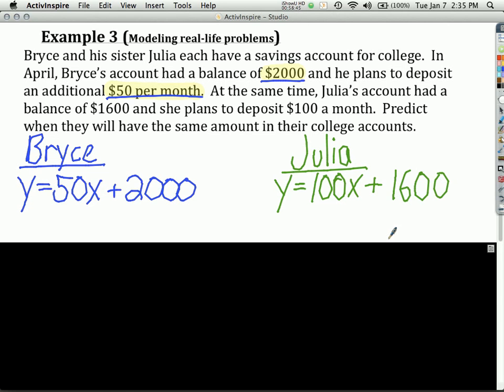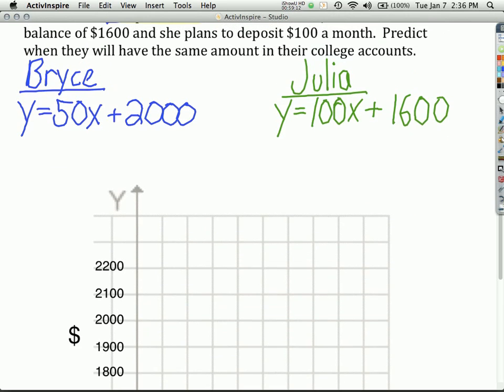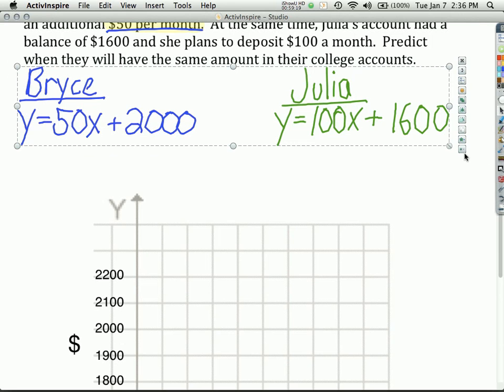So now we have the two equations. Now we're asked to predict when they will have the same amount. When will they have the same amount? Well, we're learning how to do graph and check, so we're going to use graphing to do this. And I provided you as a time saver, this is purely to save time, I've provided you with a grid that's set up perfectly for this already. So if you would have that in front of you, and of course you're going to need your ruler and your pencil. I'm just going to move this down a little bit.